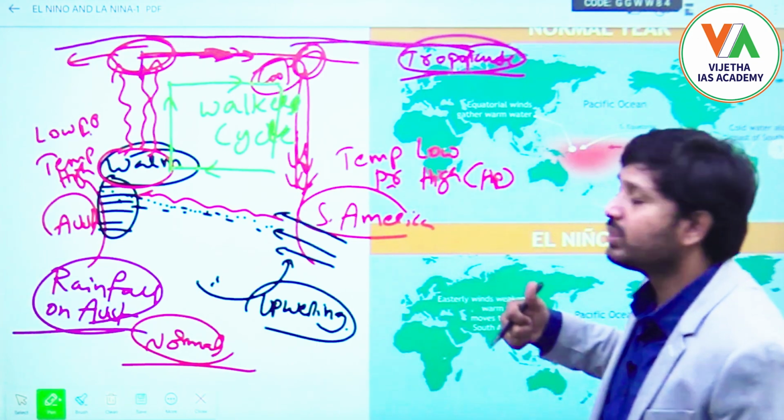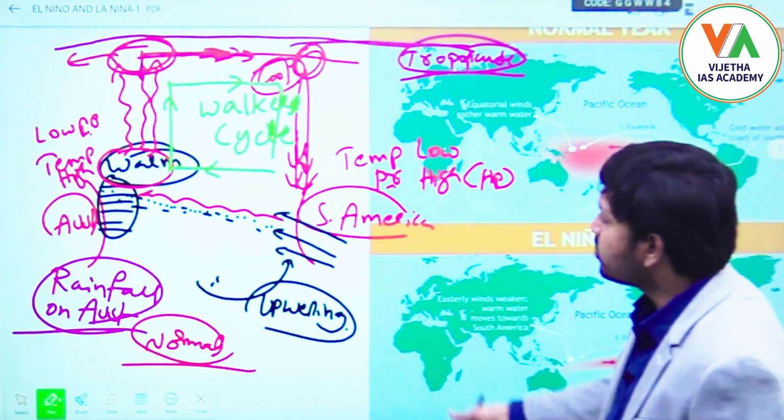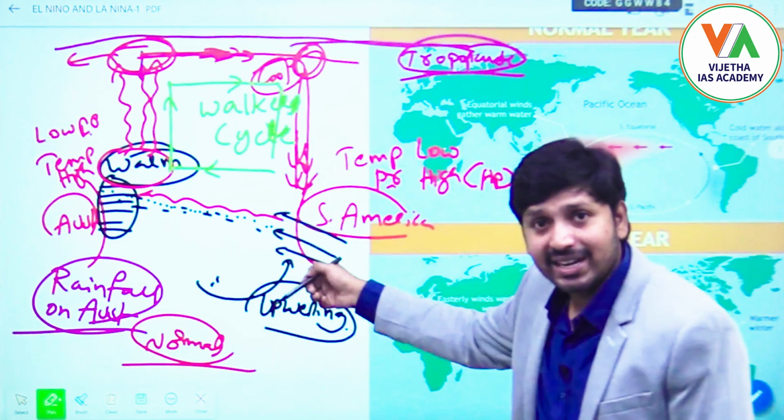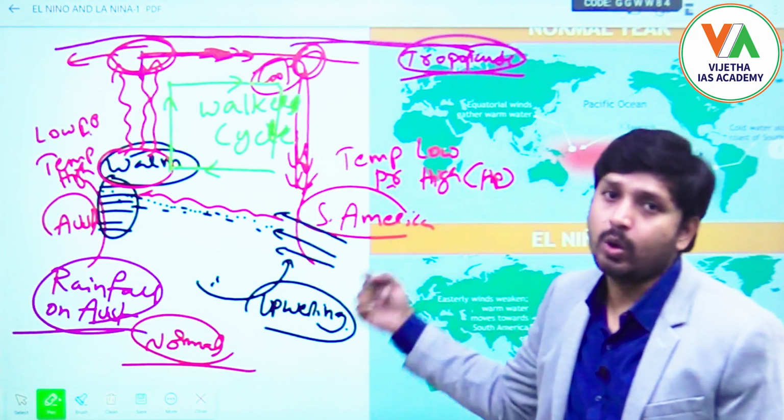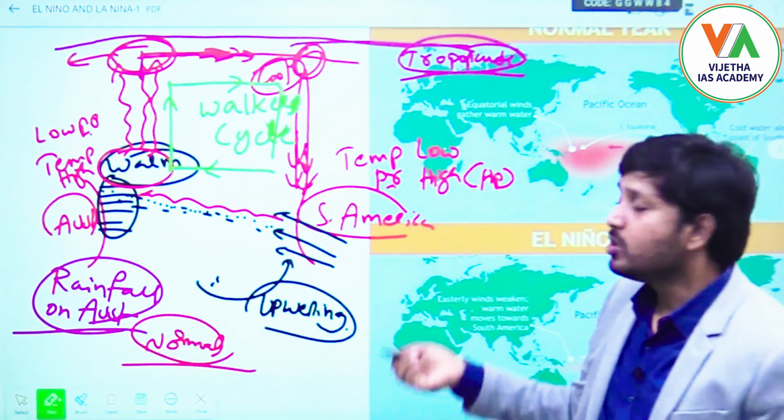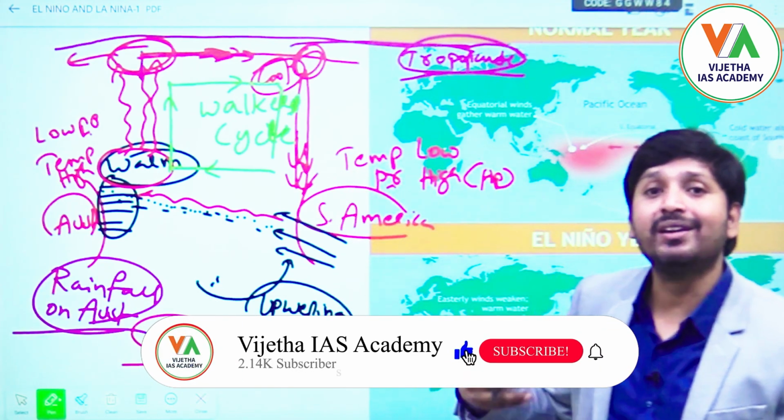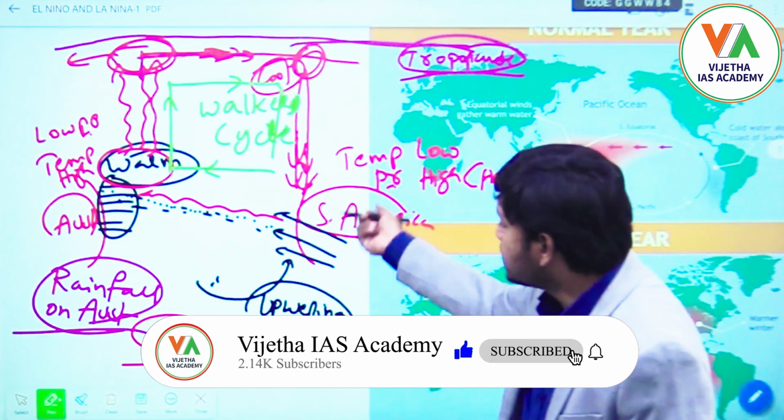This cycle is generally seen in normal years in the South Pacific Ocean. As we have discussed, whenever air is descending, is there any chance of rainfall? No, because no clouds will form. Because of that, very dry conditions are seen on the South American coast.